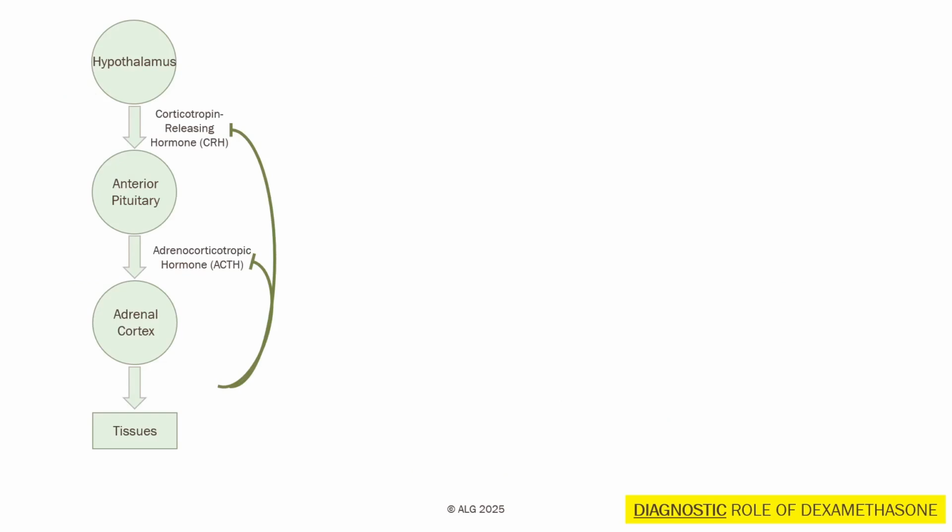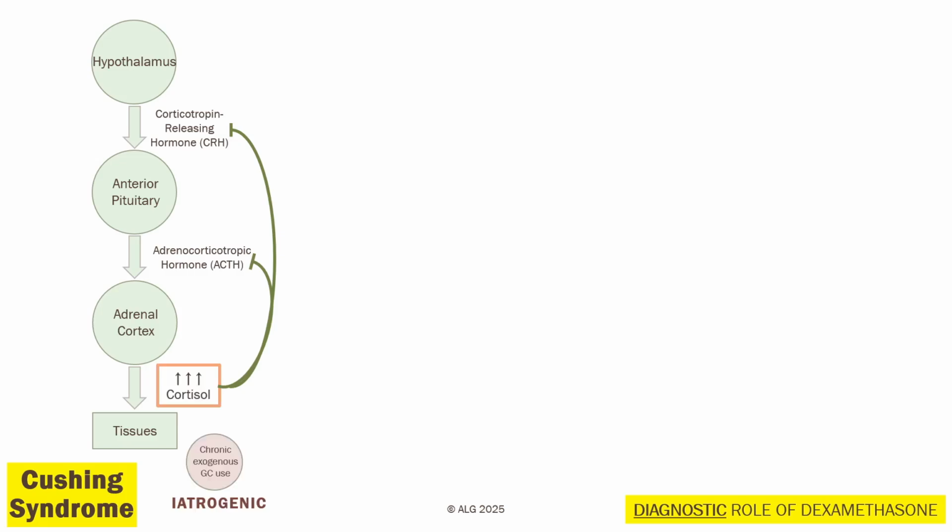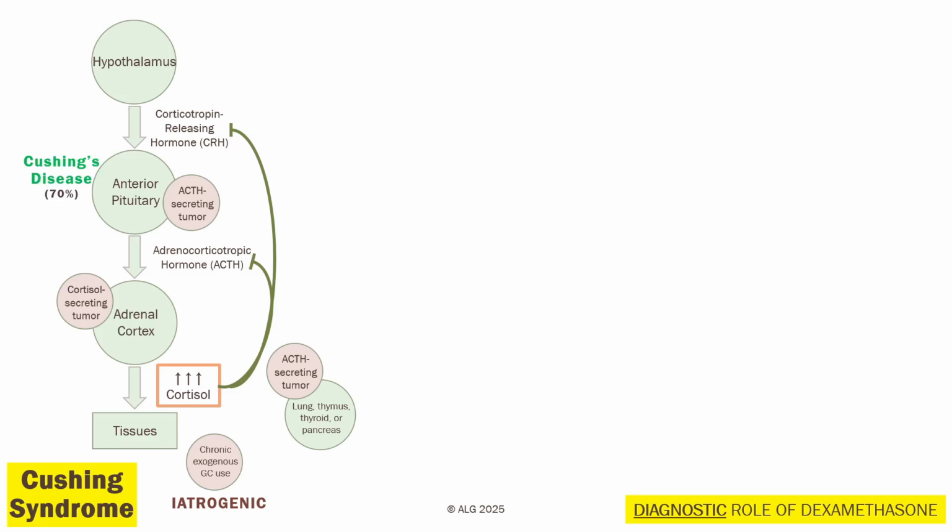Dexamethasone is also used in the diagnosis of Cushing syndrome, which is a clinical syndrome resulting from chronic exposure to excess glucocorticoids. The source of glucocorticoids may be exogenous or endogenous. The three endogenous sources are pituitary adenoma or Cushing's disease, which accounts for 70% of cases, followed by adrenal tumor and ectopic tumor. In general, treatment involves surgery or radiation therapy.